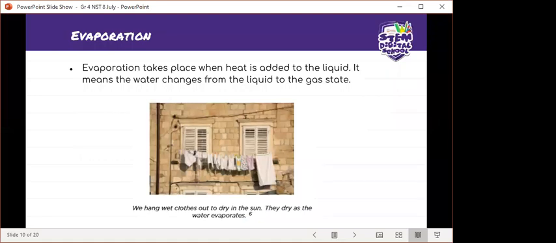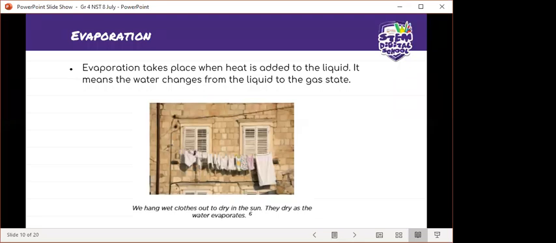Okay, evaporation, guys. Just as we dealt with evaporation on the earlier slide, it takes place when heat is added to the liquid. So remember, guys, when we added heat to a solid, the solid turned to be a liquid. And when we add heat to a liquid, then evaporation occurs and the liquid changes into a gas. All right, so it is very important to note that. It means that water changes from liquid to a gaseous state.